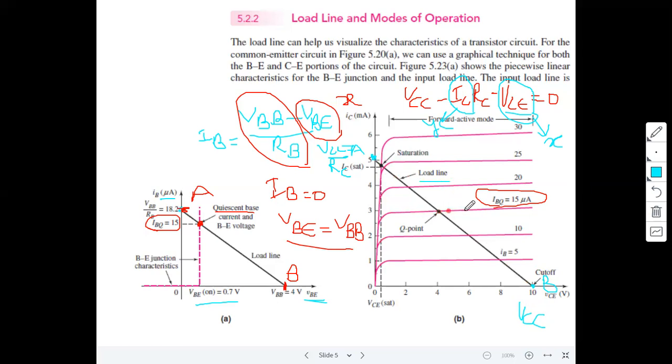Whenever this load line intersects the base current, what is the base current here? Observe here IBQ. IBQ is equal to 15 microamperes. Which one is the 15 microampere line? This is the 15 microamperes. So this point of intersection is called the Q point. Okay, we will discuss in detail how to select the Q point. This is the simple idea.